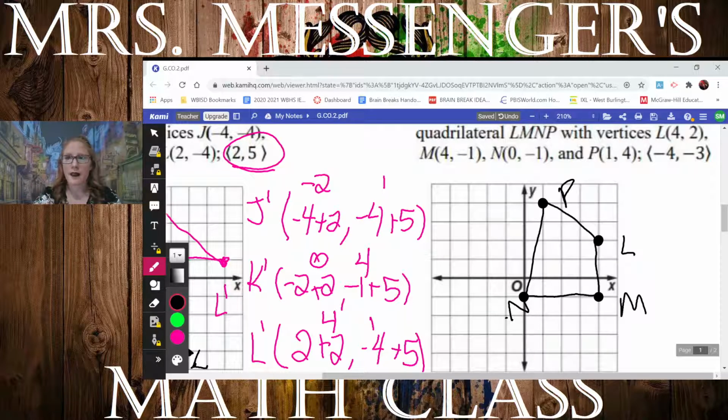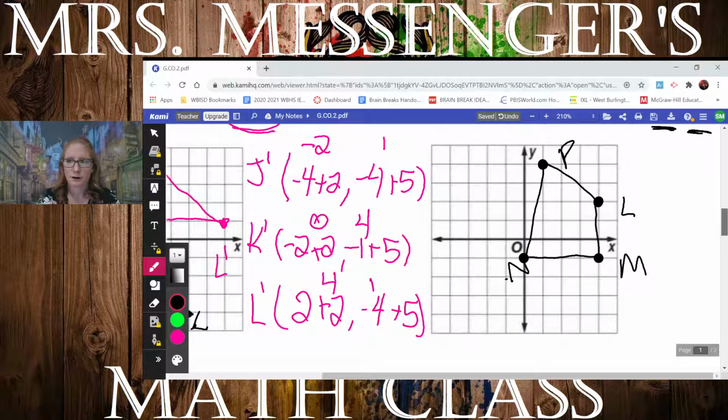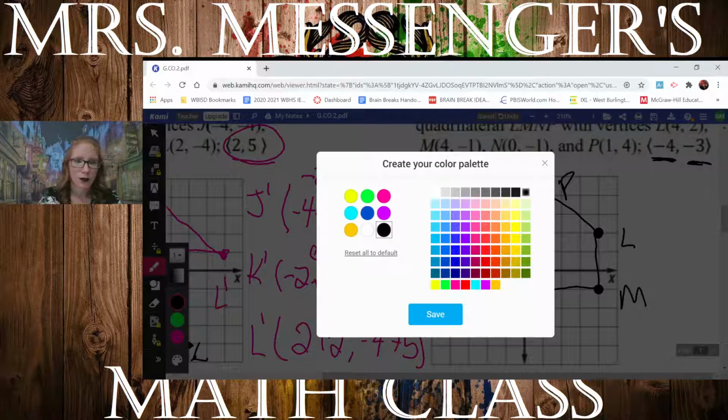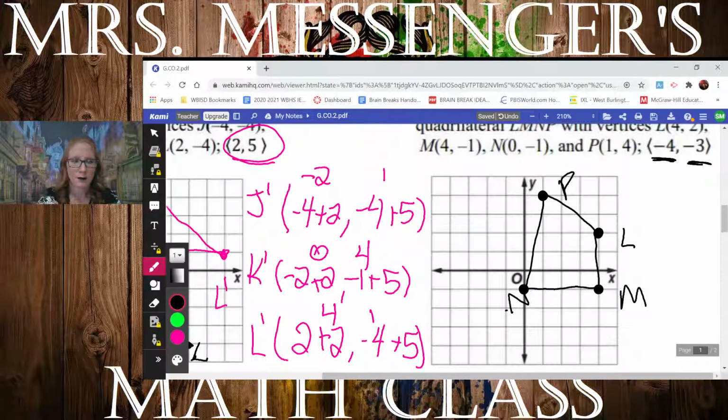And this time we're asked to do negative and negative. So the negative 4 means I'm going to go left 4, and the negative 3 means I'm going to go down 3. There we go. And let's do, say, blue this time.